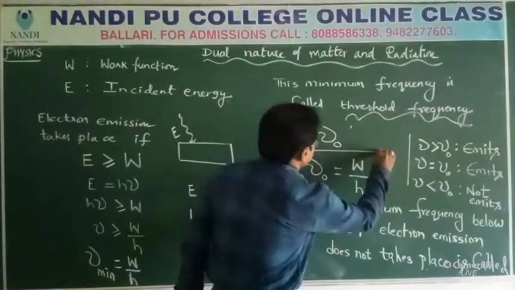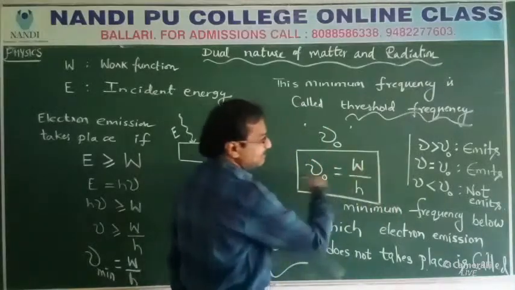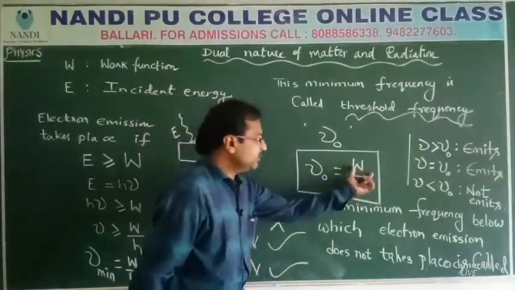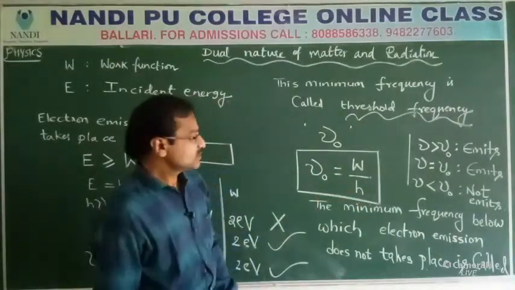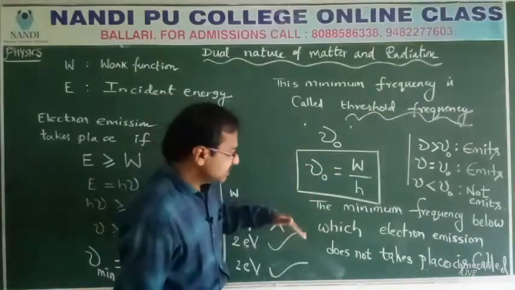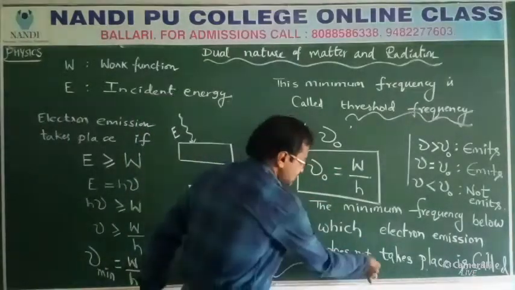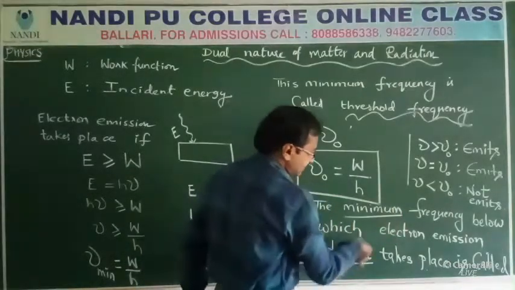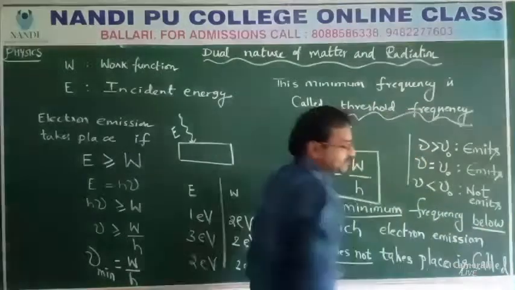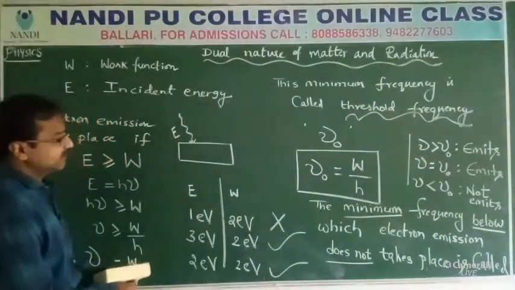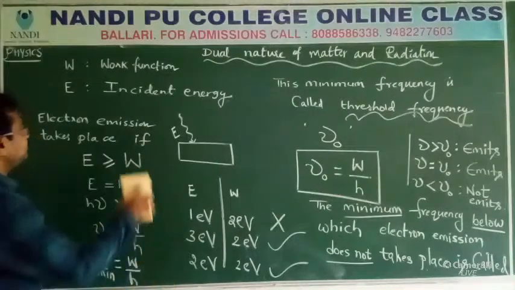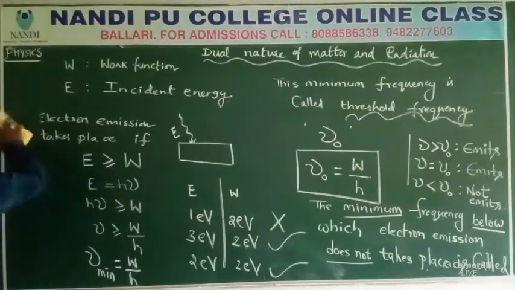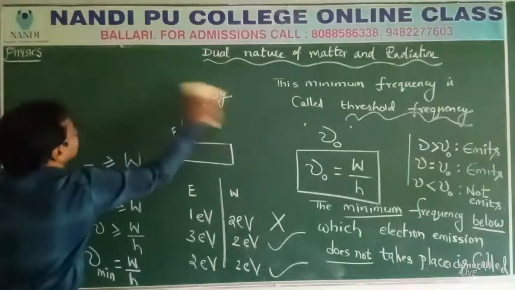See here, directly proportional. W equal to h nu naught, where h is Planck's constant. Okay, so the minimum frequency below which electron emission does not take place. Minimum, below, these words are important. Okay, right children? So now we will start the experimental study of photoelectric effect.